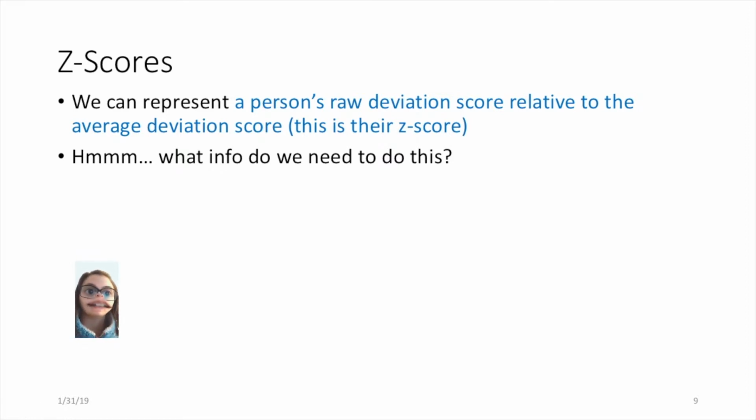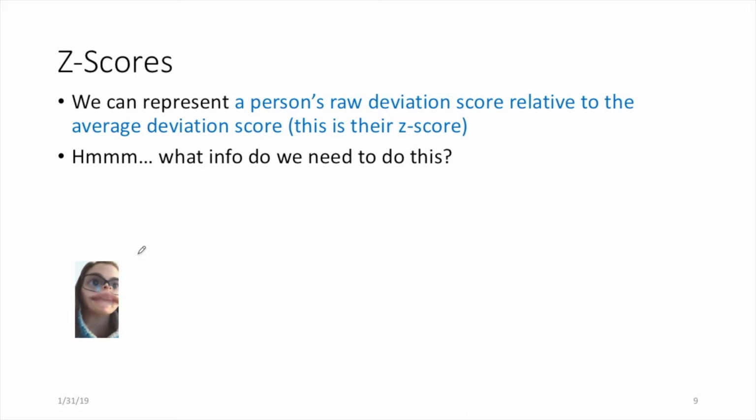So again, in other words, if we have the mean and standard deviation, we have enough information to calculate a person's z-score. We have enough information to calculate their standardized deviation from the mean.